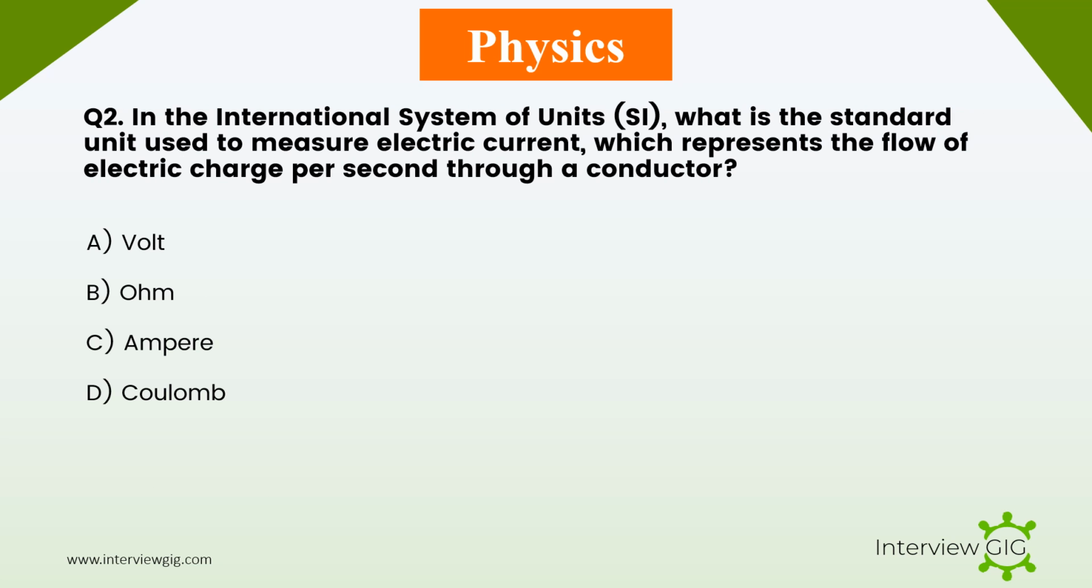Next question. In the International System of Units, what is the standard unit used to measure electric current, which represents the flow of electric charge per second through a conductor? Options. A volt. B ohm. C ampere. D coulomb. Answer C ampere.